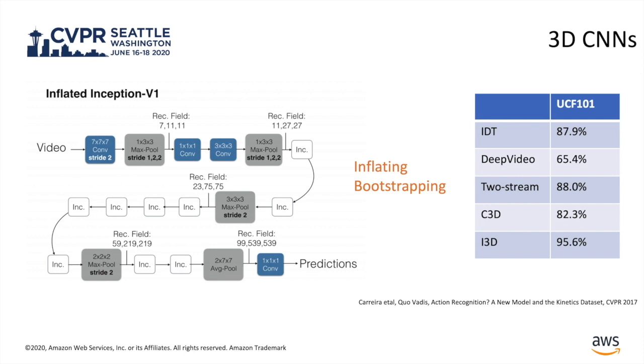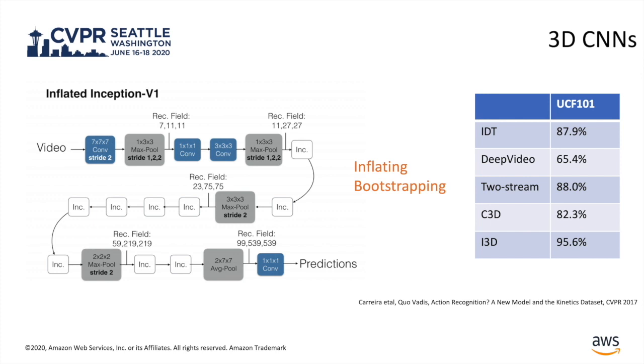Inflating means it adapts successful 2D image classification architectures instead of designing new 3D architectures. Bootstrapping means it can initialize 3D model weights by porting ImageNet pre-trained 2D model weights. In this way, i3D bypasses the dilemma that 3D CNNs have to be trained from scratch.